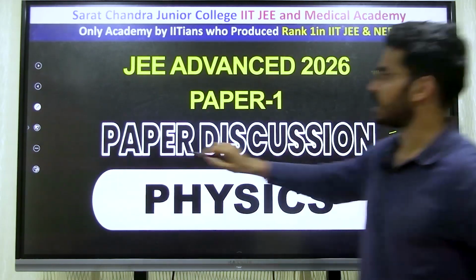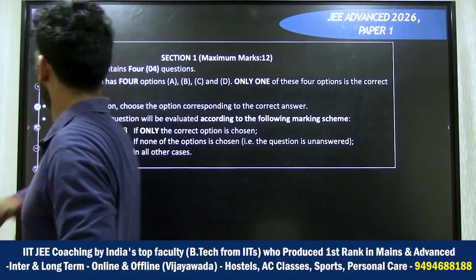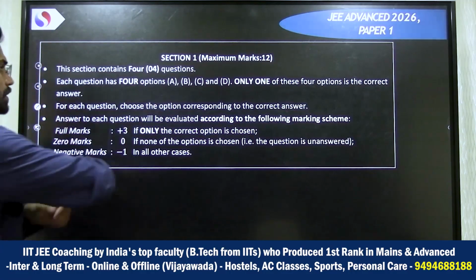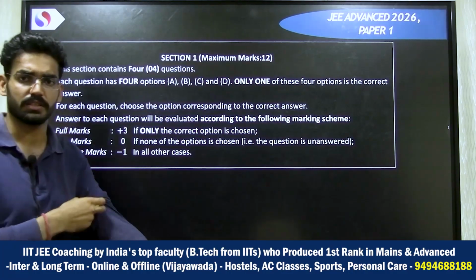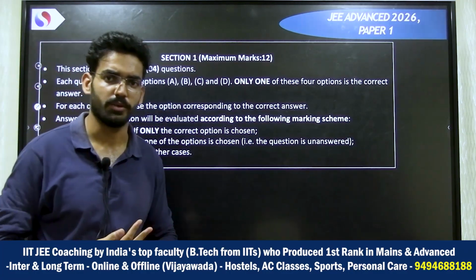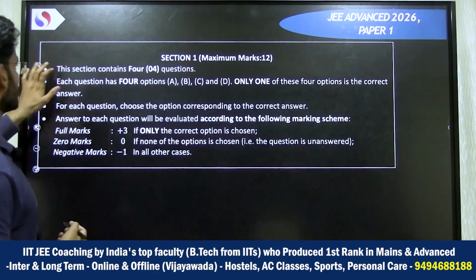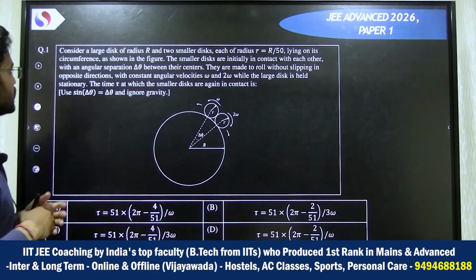So first we have single correct. The paper pattern was somewhat predictable: single correct, multiple correct, then numericals, and then match the column. That is not a problem. Now let's start with the first question.